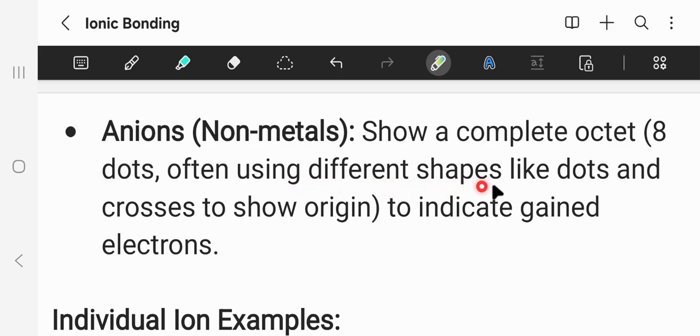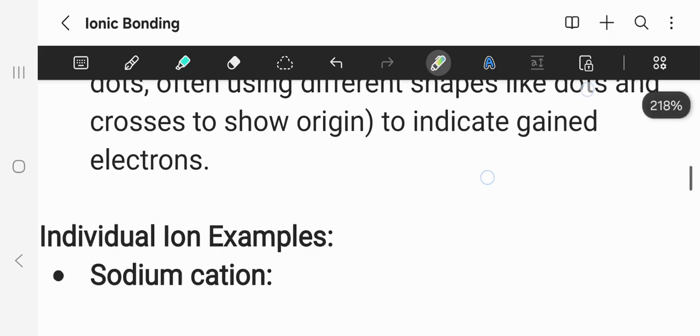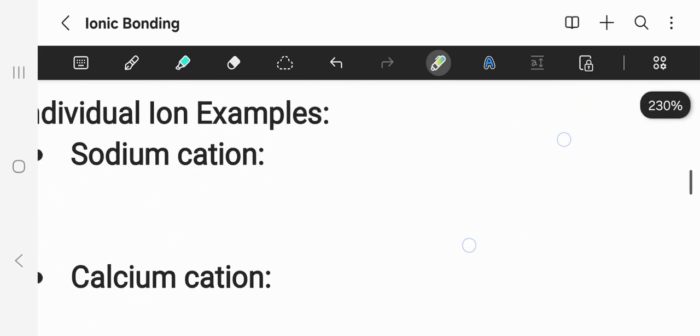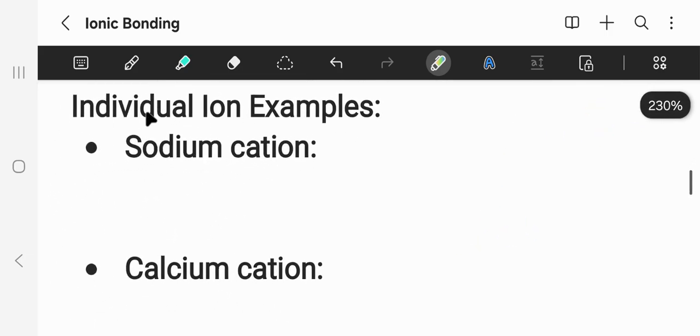And here we will use different shapes like dots and crosses to show the origin, and this will be to indicate the gained electrons. Okay, let's have our examples in this case. So here we have a sodium cation. If we show a sodium cation, this is what we are going to have.